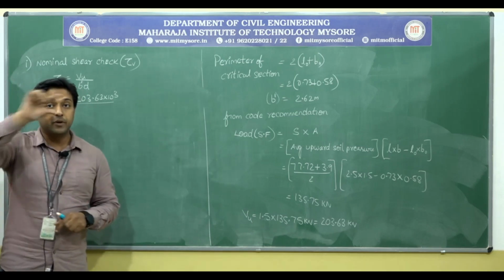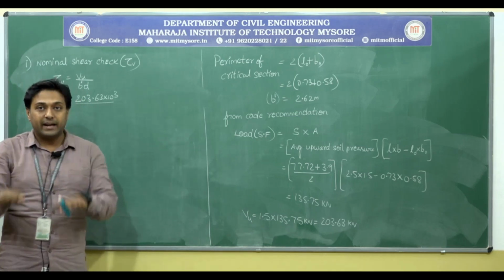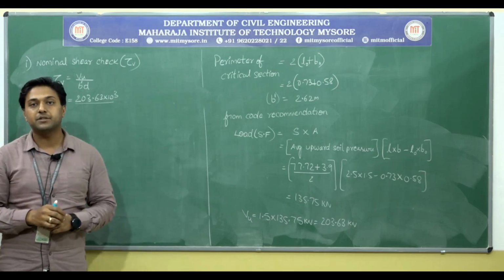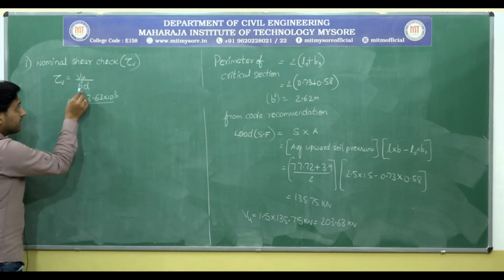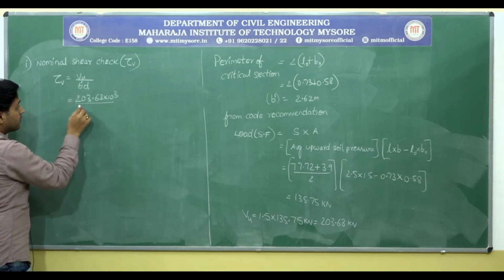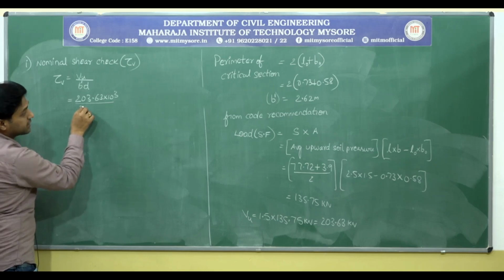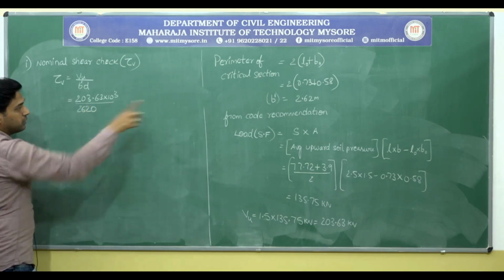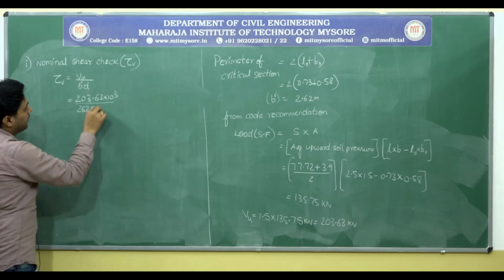Sir, what is the reason? Because that is the area where it is trying to lift up, that is the perimeter of that critical section. So in that particular line, the breadth you need to take as b dash. What is the value of b dash? It's 2.62 meter, or I can write 2620, I have converted it into mm.